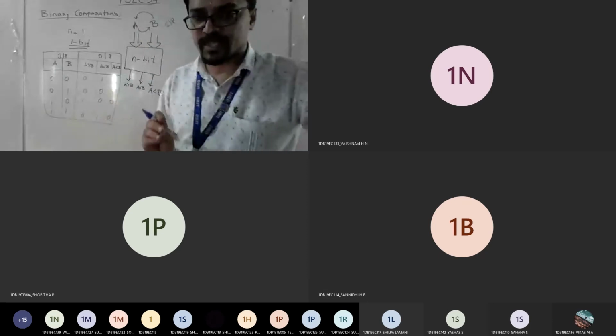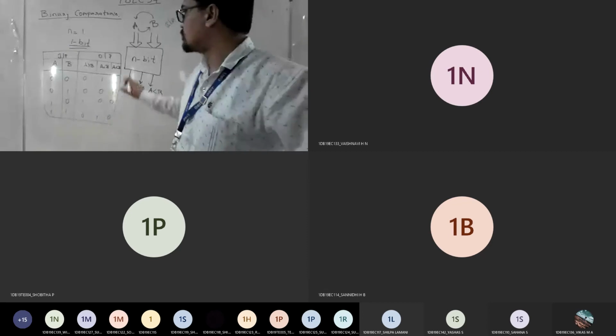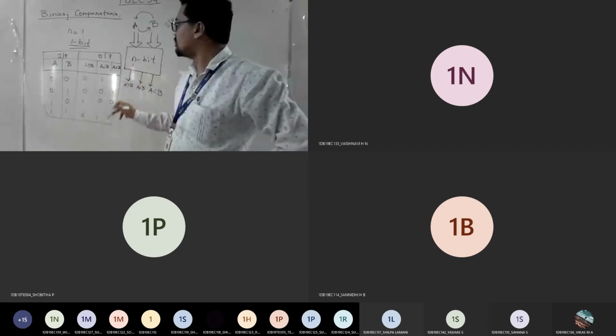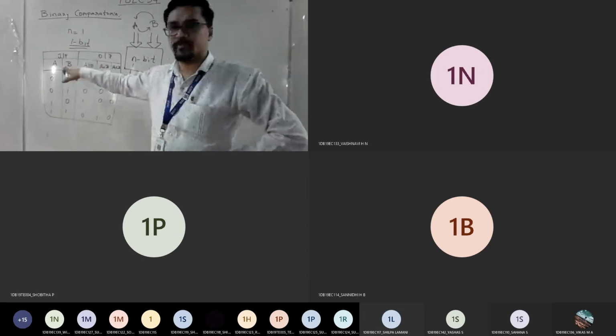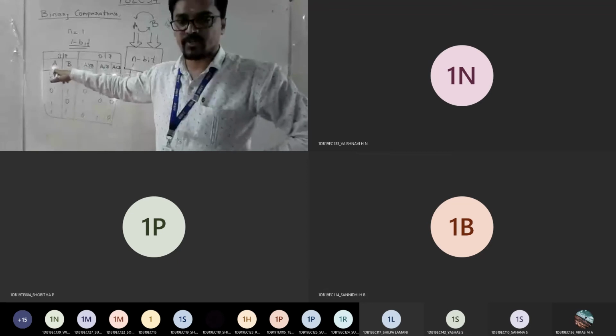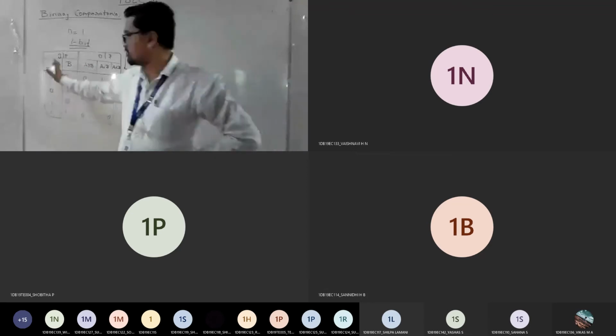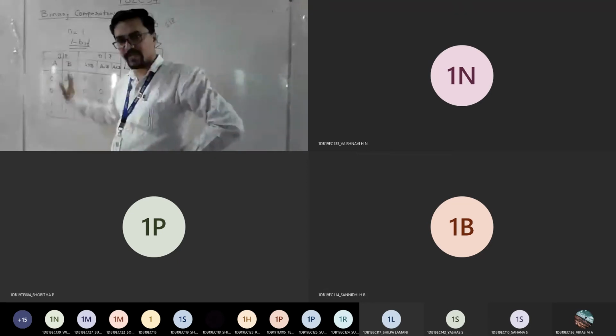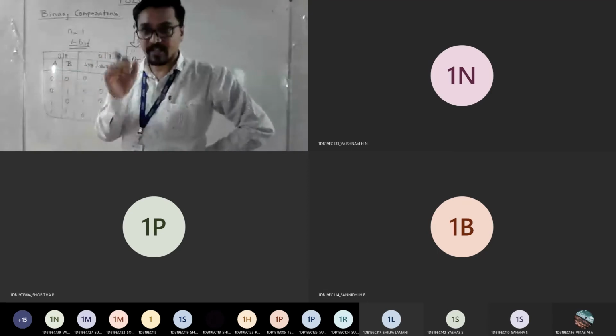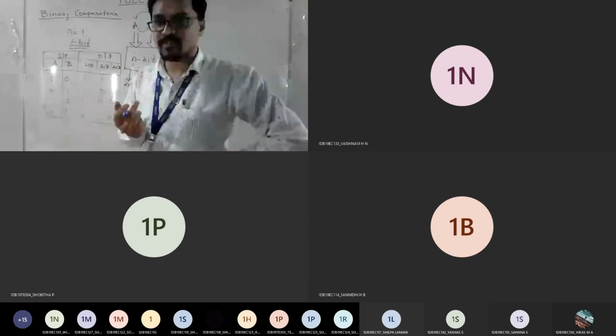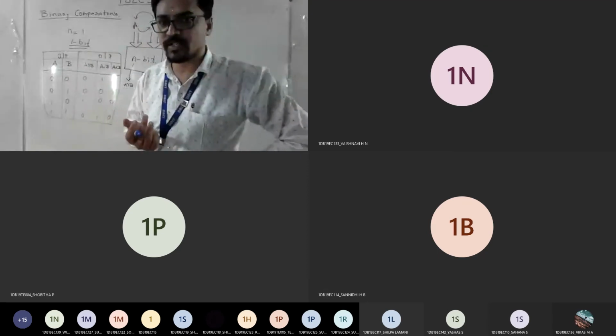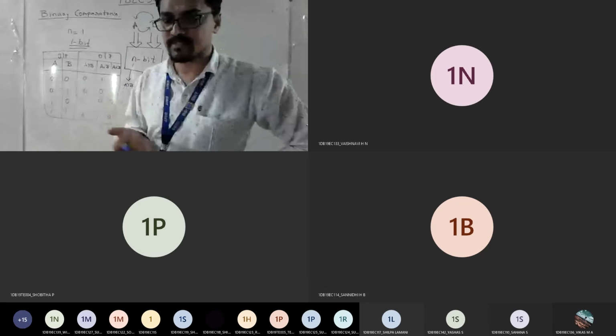Whenever they ask you to design a 1-bit comparator, 1 bit means n becomes 1. So the combinations of A, B will be 00, 01, 10, 11. It's 1 bit, so A is 1 bit and B is 1 bit. That is the meaning. If I say 2 bit, how many combinations will you get now after understanding this?